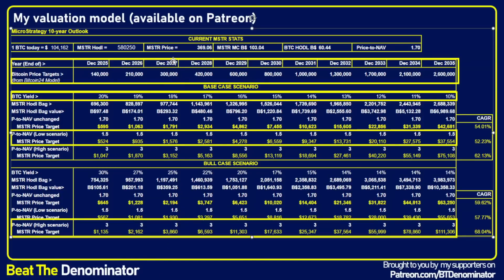1576 in the December 2027 column. For the low scenario for price to NAV, the price target is 1576. And then in the bull case scenario, you see it right here. It's this one right here. It's 3,860. I'm assuming a price to NAV of 3. And I'm assuming, of course, a higher BTC yield, higher accumulation, right? And I'm not changing the assumptions of the Bitcoin model. Of course, Bitcoin could do even better, and then these numbers would get better.